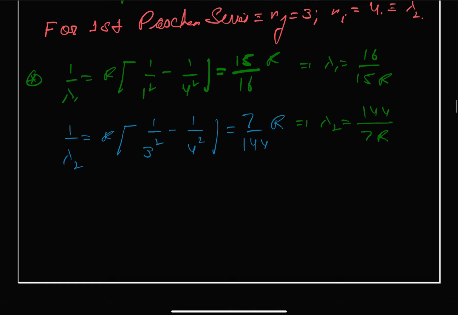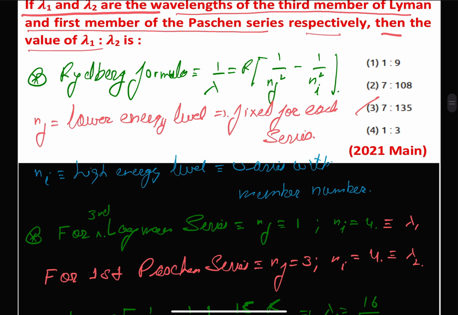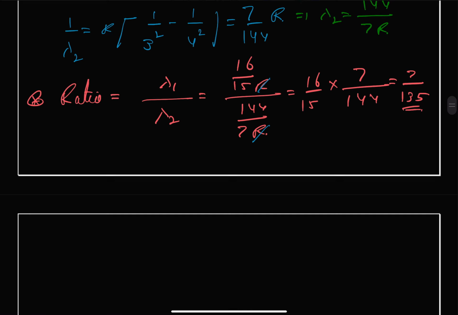Now we can find out the ratio. We have lambda 1 upon lambda 2, which will be equal to 16 upon 15 R divided by 144 divided by 7 R. R and R cancel out, and this can be written as 16 upon 15 multiplied by 7 upon 144, and this ratio will be coming as 7 upon 135. So option 3 is correct. Next question.